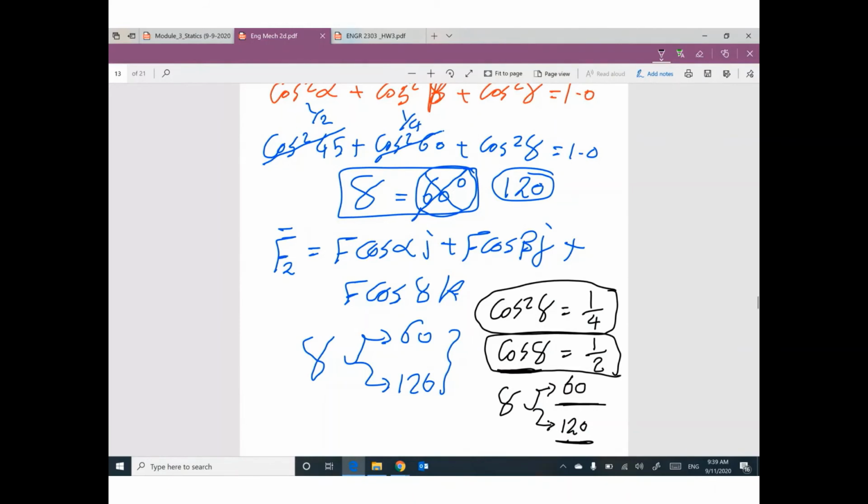We have two answers. Cosine gamma or cosine square gamma equal 1/4 can give you 2 answers for gamma. I will choose one of them and I will let you know which one is the correct one. But how can I get the 2 values? This is my question. If you are using your calculator, you will get 60, I believe.